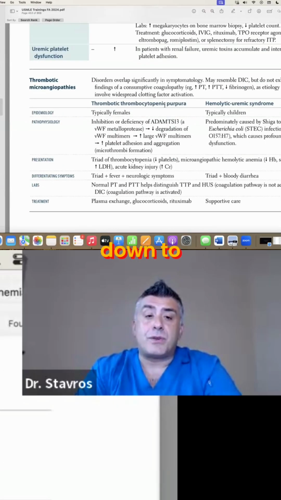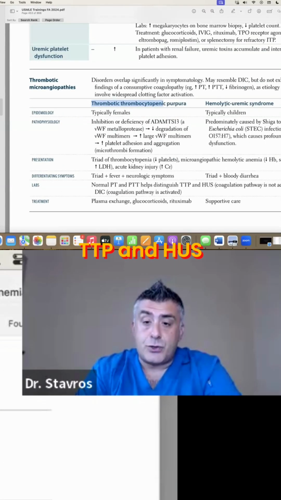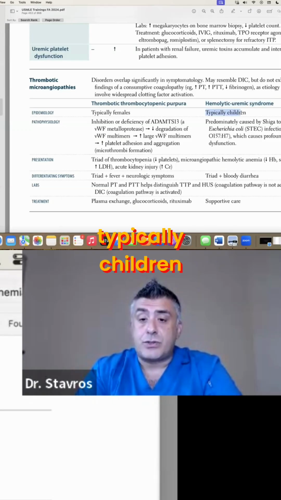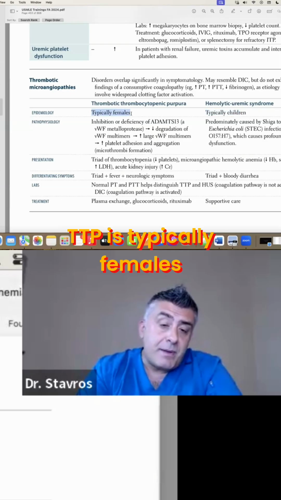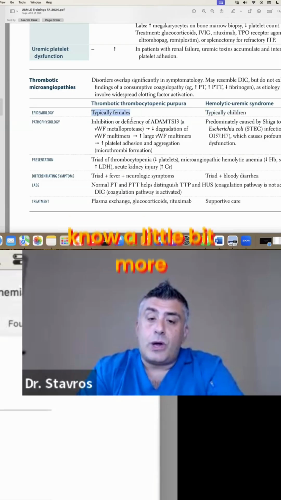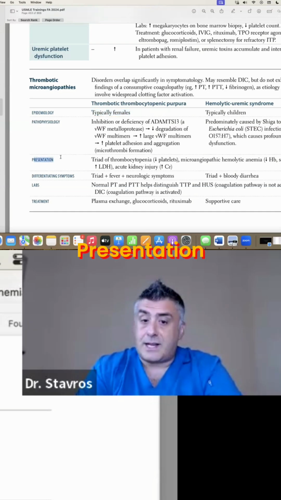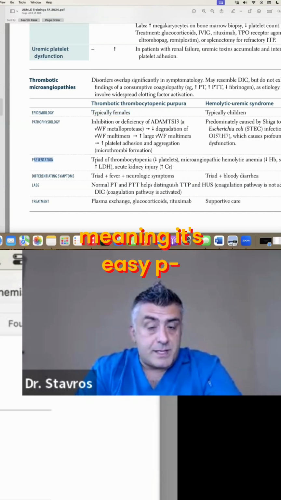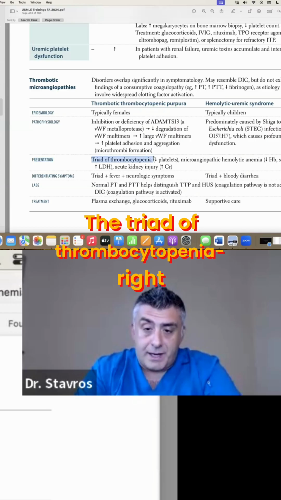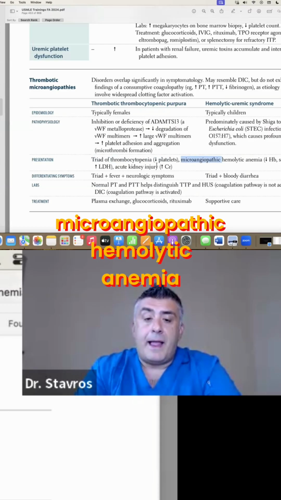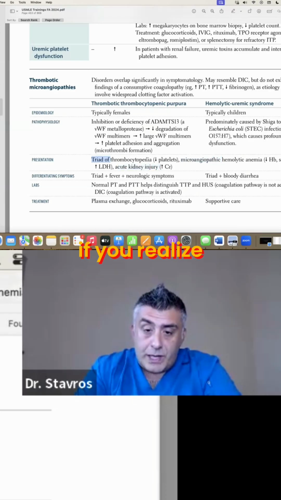So when you get down to, for example, TTP and HUS, and I know we said before, HUS is typically children, TTP is typically females, but you need to know a little bit more, right? For example, look at this one, presentation, kind of cool, meaning it's easy points. The triad of thrombocytopenia, right? Decreased platelets, microangiopathic hemolytic anemia, and acute kidney injury. So if you realize this is shared by both, the triad is shared by both.